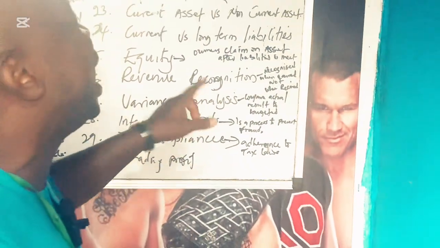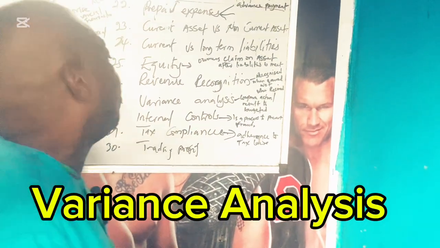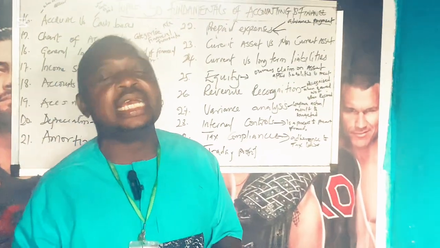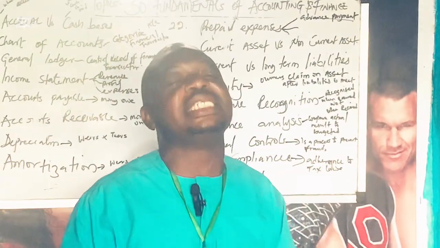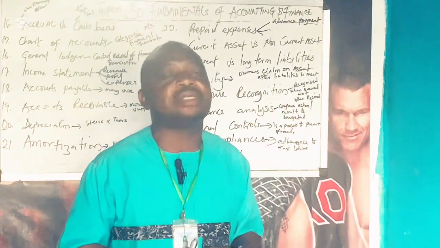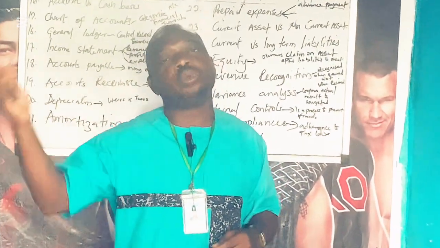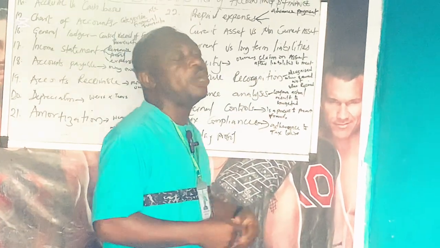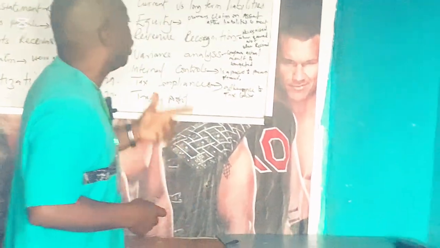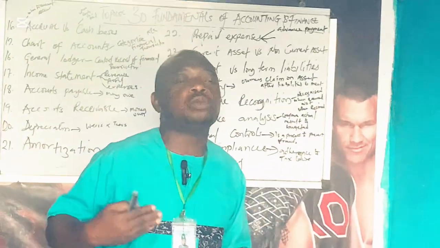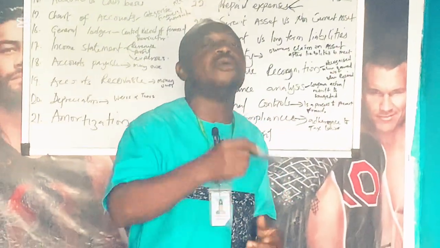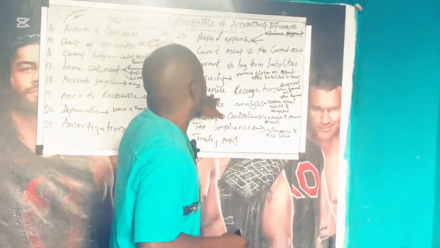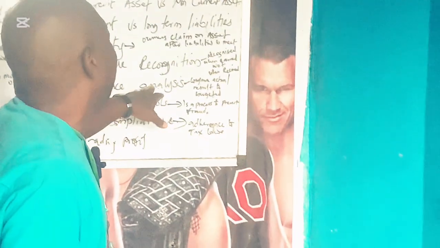Then variance analysis. This is a comparison of actual figures for last year to this year on an accounting item. You want to compare variances. What did we do last year and what do we do this year? And that's the budget, and we'll talk about the budget and the actual. What did we budget this year and what are we able to achieve this year? That's what we call variance analysis.